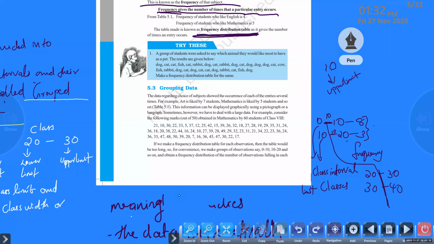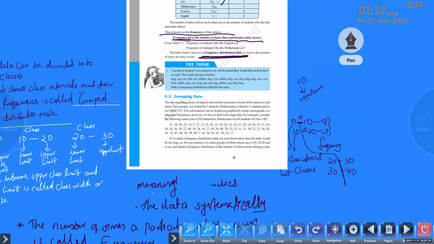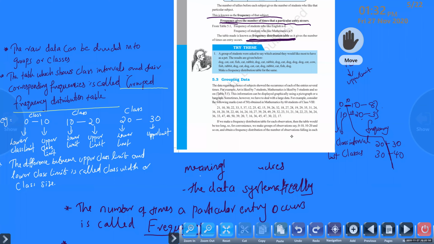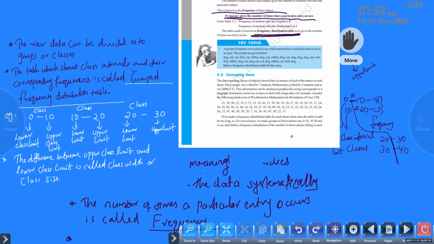Ma'am, can you show the points that you wrote before? We have written some more points. After the class, ask anybody to send them, because otherwise you won't get the points in order. I need only the points after: raw data can be divided into groups or classes. Ma'am, the points which you wrote on the left side. Thank you, one minute, ma'am.